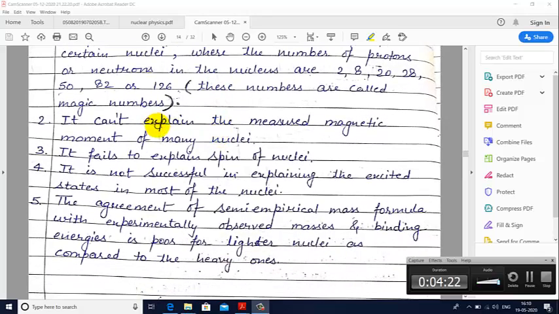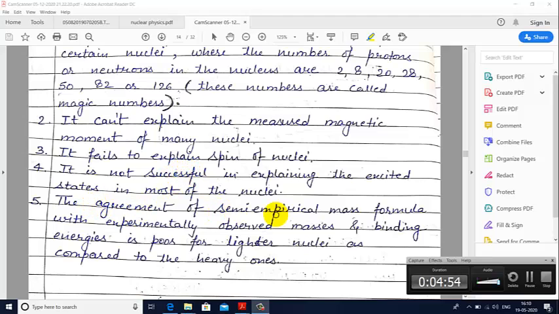Next point is it can't explain the measured magnetic moment of many nuclei, and it also does not explain the spin of nuclei. The next point is it is not successful in explaining the excited states in most of the nuclei. You just need to remember these points. If it is asked in the exam what are the failures of liquid drop model, you need to write all these. So don't go much deep into these, just remember them.